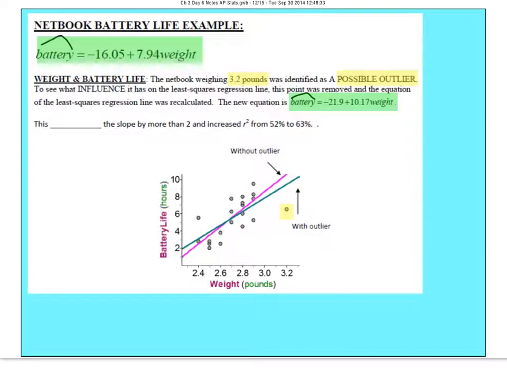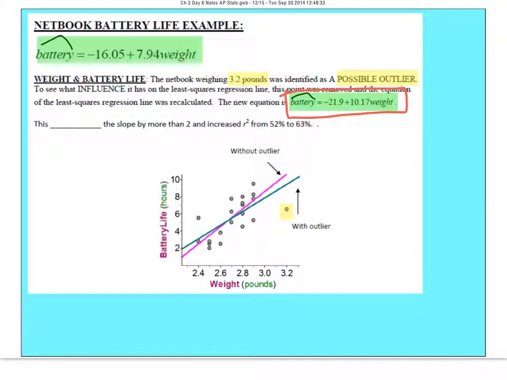Let's go back to that netbook example where we were looking at whether weight can be used to predict the battery life. If you look at this scatter plot here, this point right here is about 3.2 pounds and looks like it could be a possible outlier. To see the influence on the least squares regression line, the point is removed and the new equation is computed. So this is the new equation.